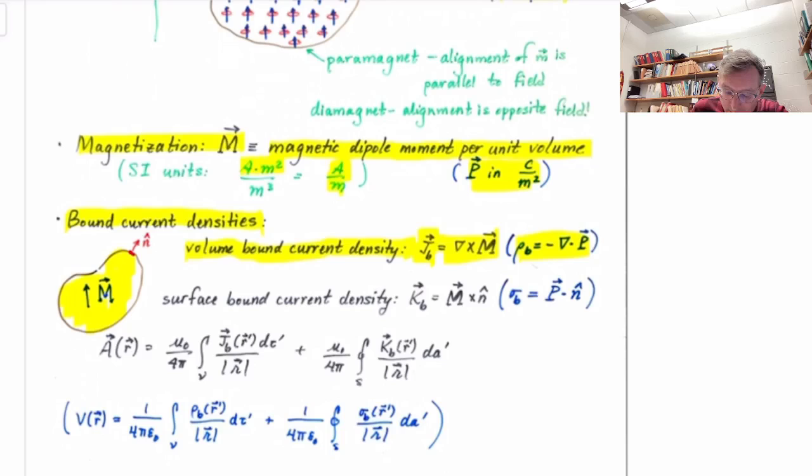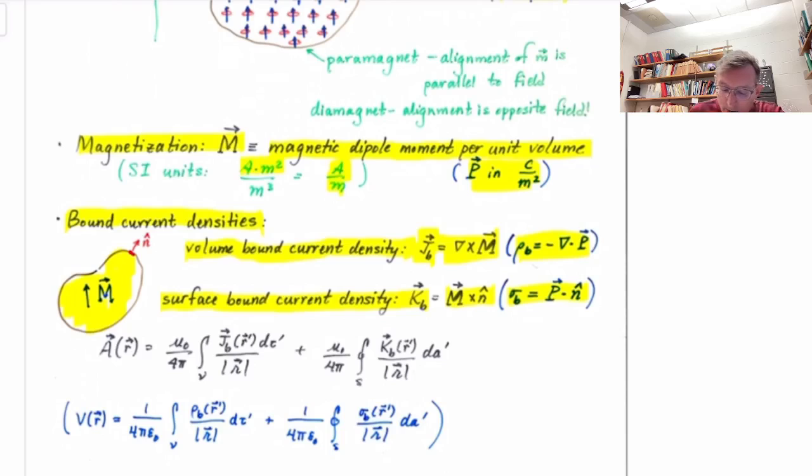And the corresponding surface bound current density, K sub B, is M cross n hat. In the electrical case, the bound surface charge density was P dot n hat. So instead of dots, now you've got crosses, basically. And instead of big P, you've got big M.